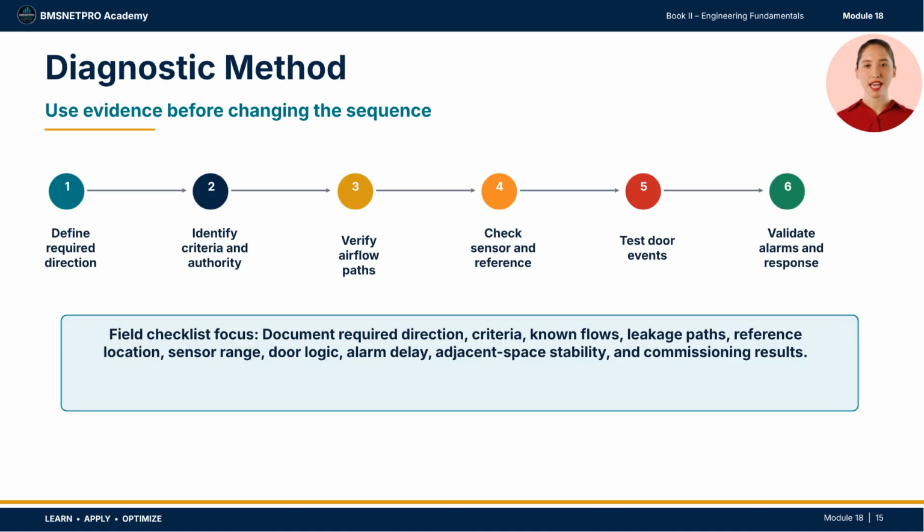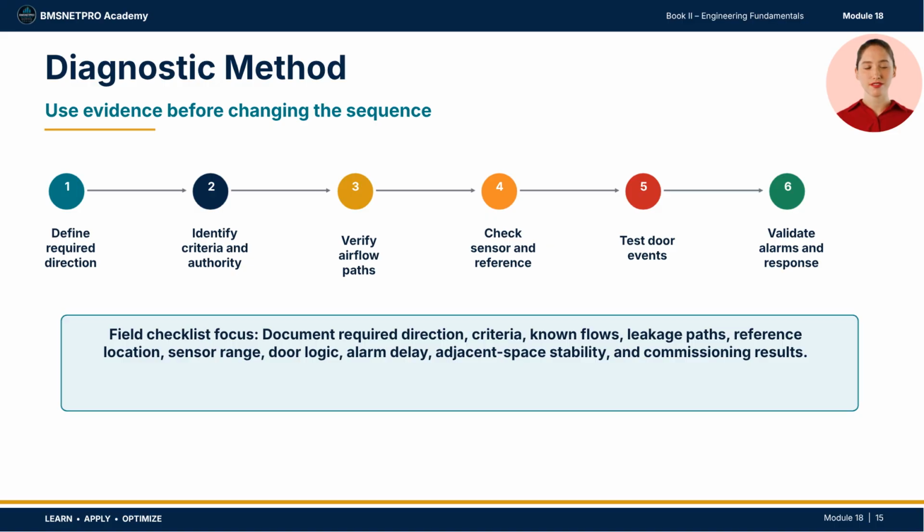Use a repeatable diagnostic method. Start with the required airflow direction and the responsible authority. Identify the criteria and the approved operating state. Then verify supply, exhaust, return, transfer air, leakage paths, and door undercuts. Check the sensor range, zero, tubing, and reference location.